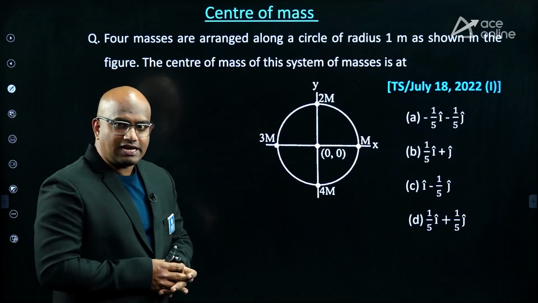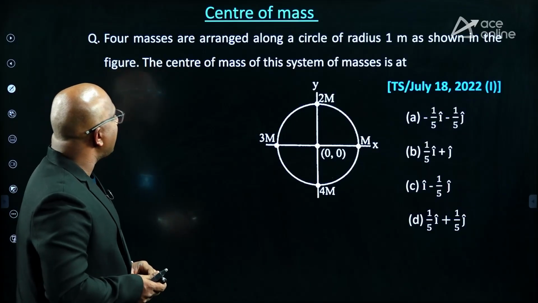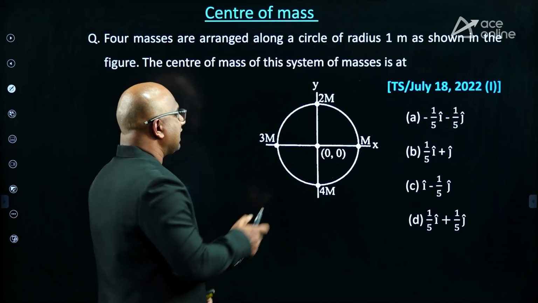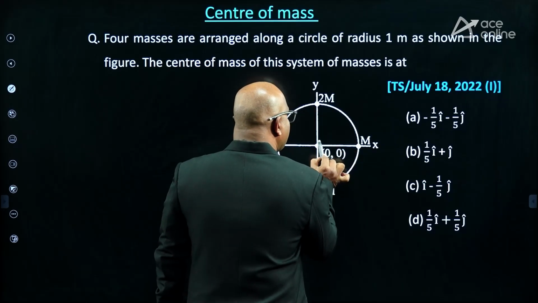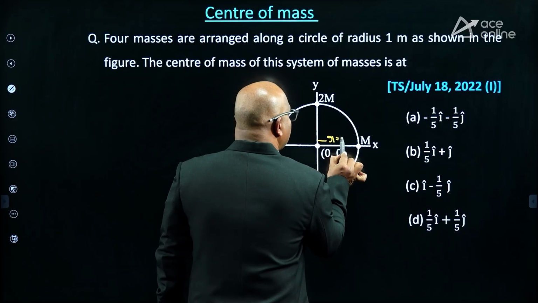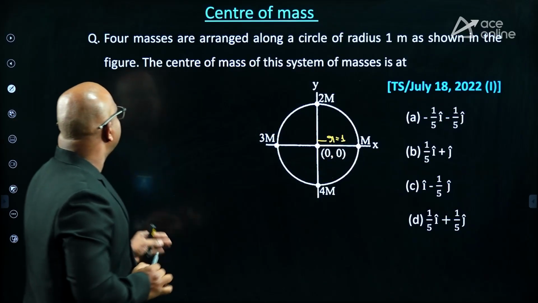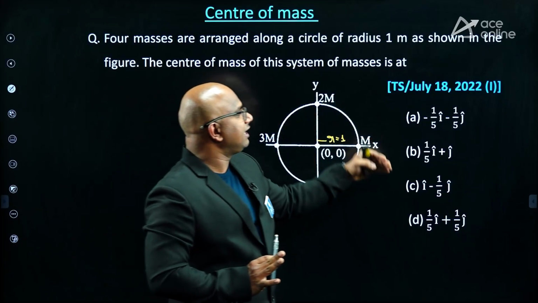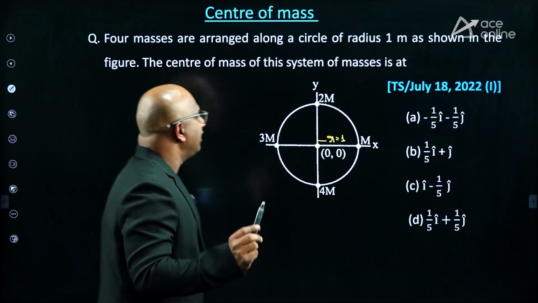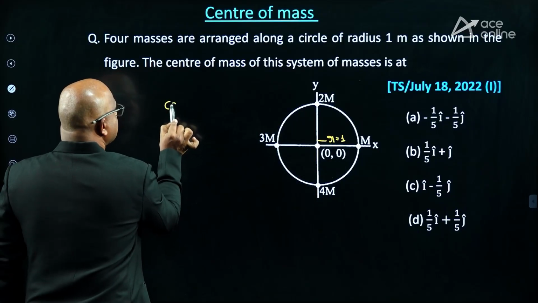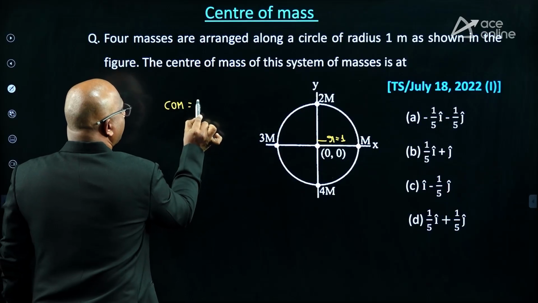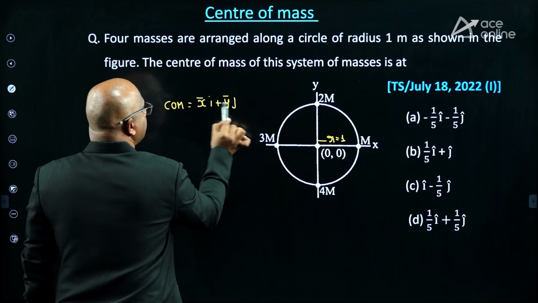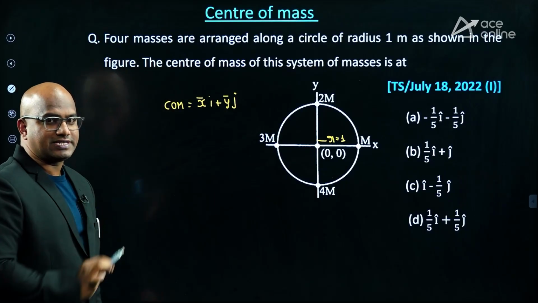Yes, now check this question guys. Four masses are arranged along a circle of radius 1 meter. Radius is given as 1 meter, clearly mentioned, as shown in the figure. The center of mass of this system equals how much guys? In vector format, the center of mass position can be written as x bar i plus y bar j. Yes or no sir? The location of the center of mass.